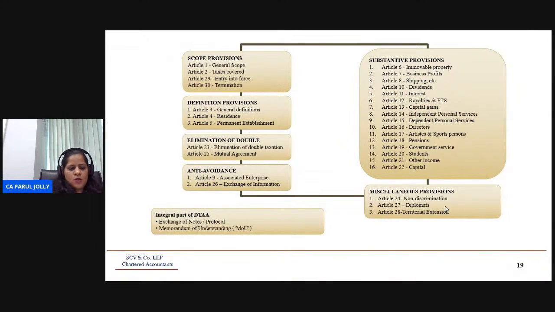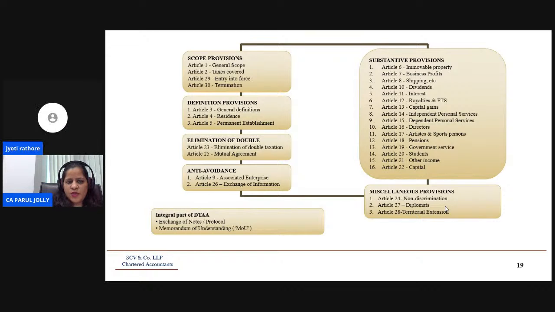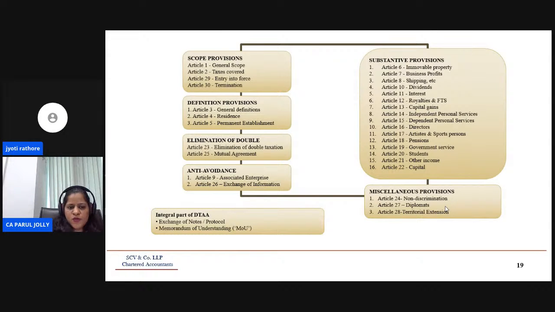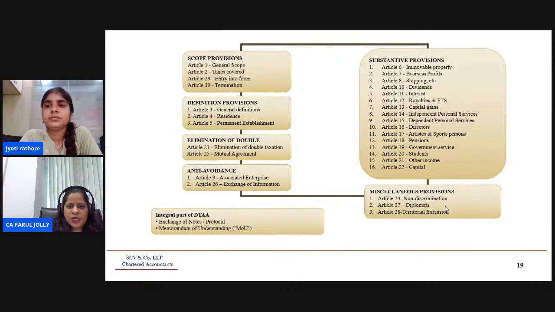Structure of a treaty. More or less every model convention and also every treaty is structured in a similar fashion. Article 1 and 2 generally define scope and the taxes covered. Article 3, 4, 5 are generally the definition provisions. Articles 6, 7, 8 up to 20 are substantive provisions which allocate the rights between the countries. There are certain miscellaneous provisions like non discrimination, termination and entry into force. And we have other articles like 23 and 25, which are more on elimination of double taxation. There are certain anti avoidance provisions also, like Article 9 and Article 26. Then, as we discussed, protocols and MOUs are also part of the structure of treaties.